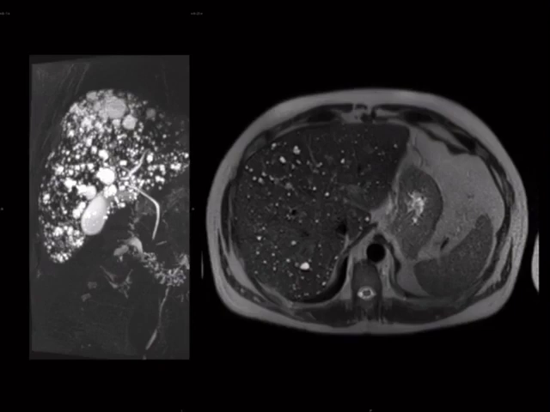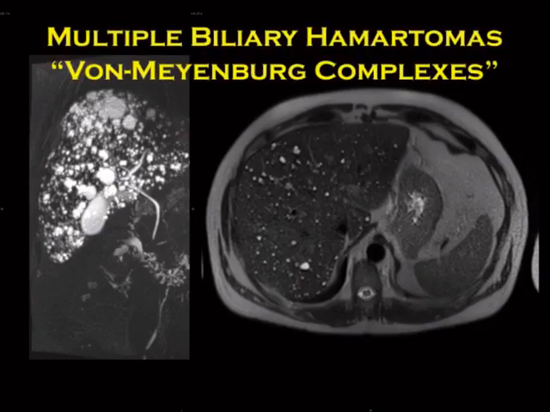And when you've got a bunch of cysts in the liver, the number one question in your mind should be, do these communicate with the ducts? And if they're going to do it multiple choice and show you a single slice, they have to make it obvious that they are indeed. And this isn't obvious to me, so I'm going to say they're not. And if they're not, that means that they're von Meyenburg complexes, which basically just means they're a bunch of hamartomas.